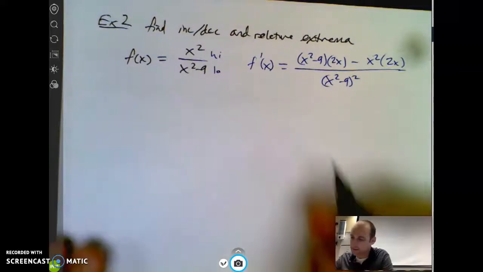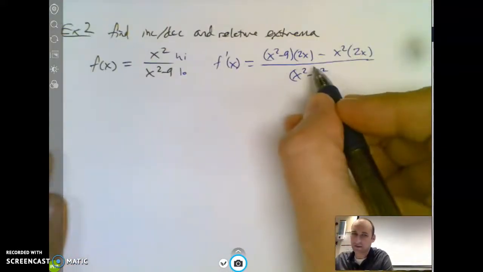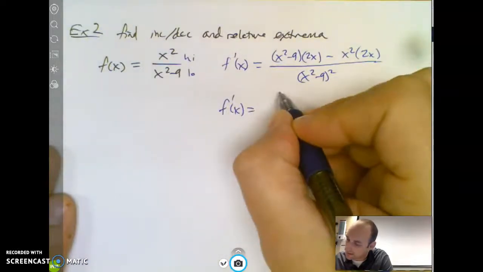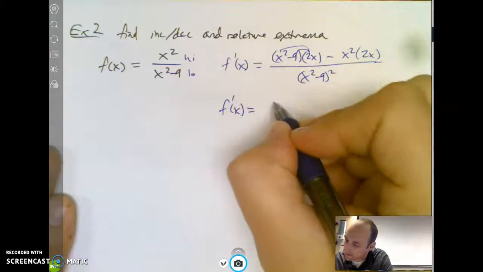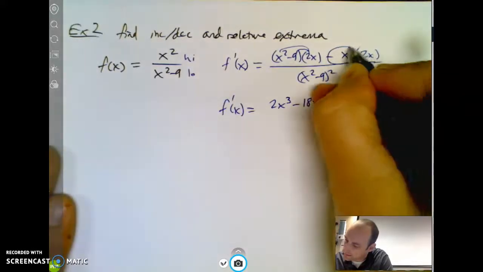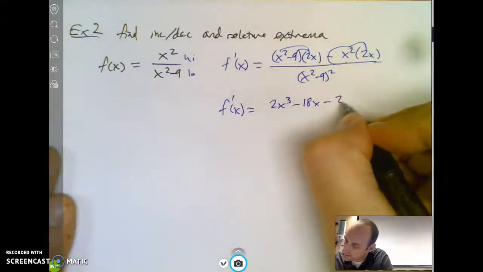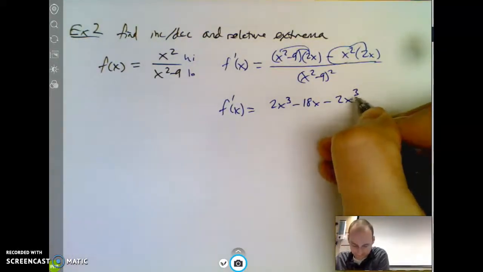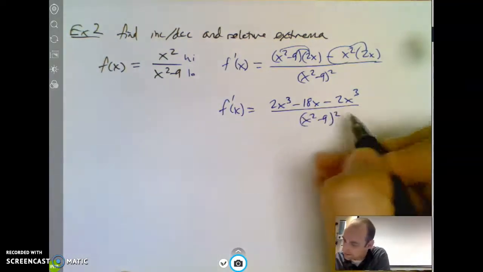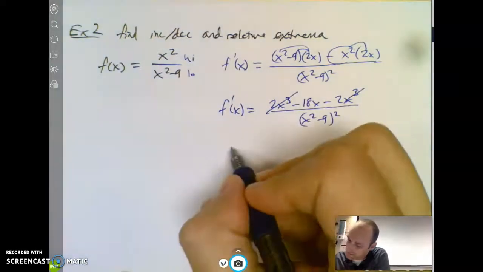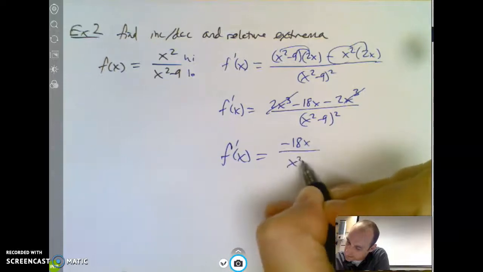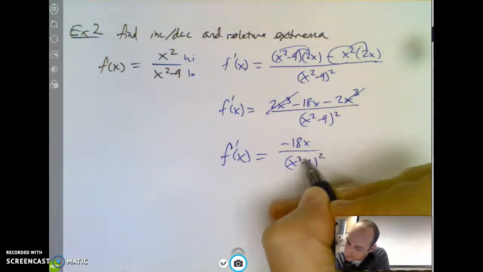Okay, and then we're going to clean that up because it's going to be really hard for me to find out when this thing equals 0 and when it's undefined if it's not cleaned up. So let's clean this up a little. 2x to the third minus 18x, and here I got minus 2x to the third. Oh, well, that's going to clean up nicely. Don't mess with the bottom. It's nicer in factored form. But those two cancel, and you get negative 18x over x squared minus 9 squared.